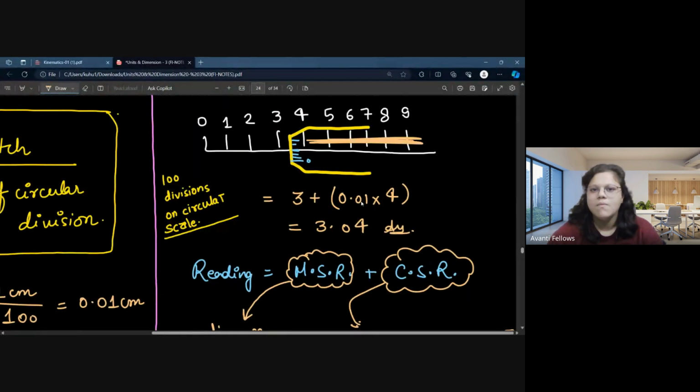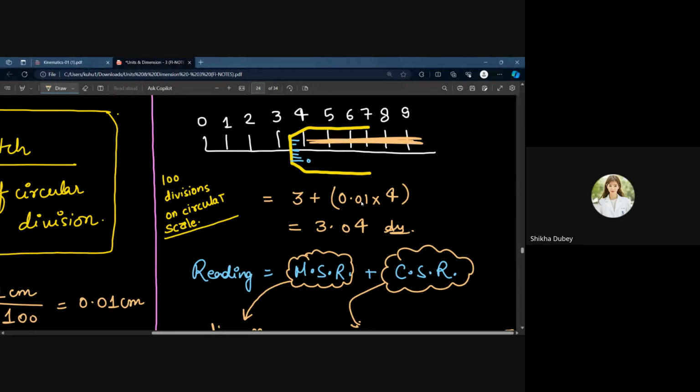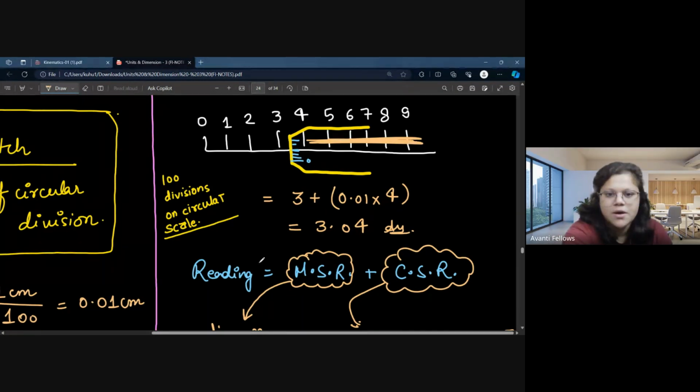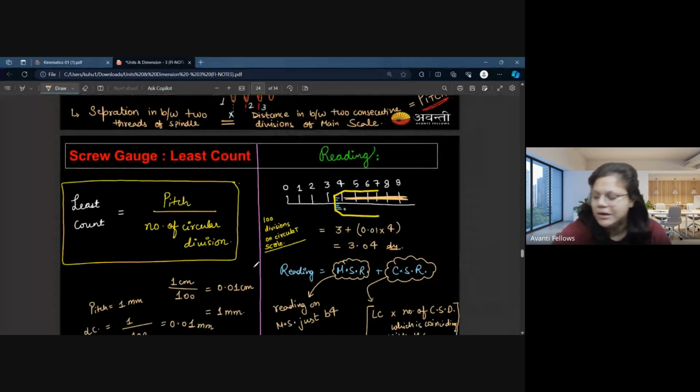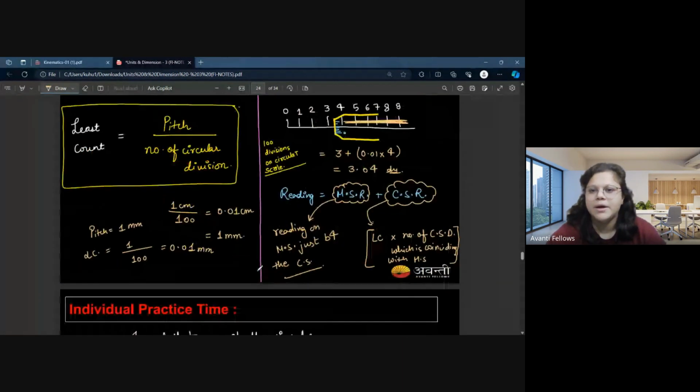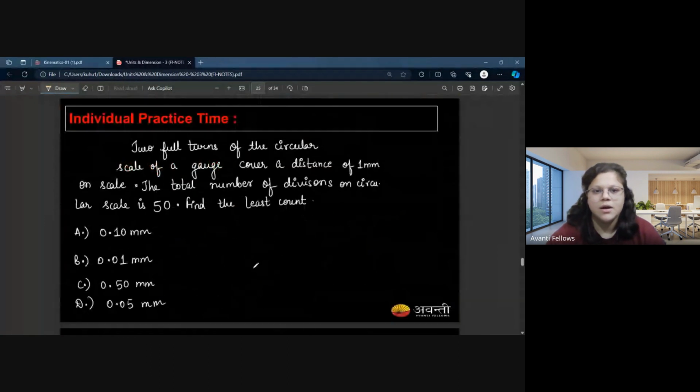Cool? Yes, ma'am. Okay. That's how you calculate the reading always. First, calculate the main scale reading, then calculate the least count, and multiply it by the number of divisions. This is a question for you.